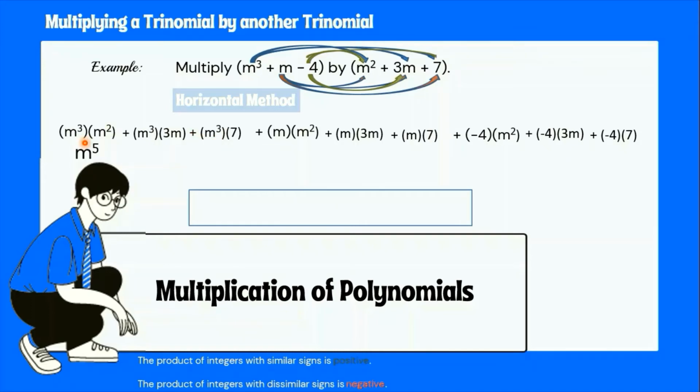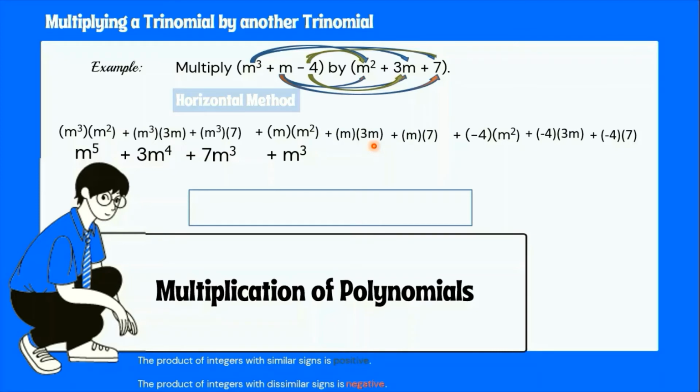Unahin natin ito. M cubed multiplied to m squared is equal to m raised to the power of 5. Dahil 3 plus 2 is 5. Next, m cubed multiplied to 3m is equal to 3m raised to the power of 4. 3 multiplied to invisible 1 is 3. Kopyahin natin yung variable na m. Yung 4 ay galing sa 3 plus 1. Next, m cubed multiplied by 7 is 7m cubed. Ito naman ay magiging m cubed dahil invisible 1 plus 2 is equal to 3.